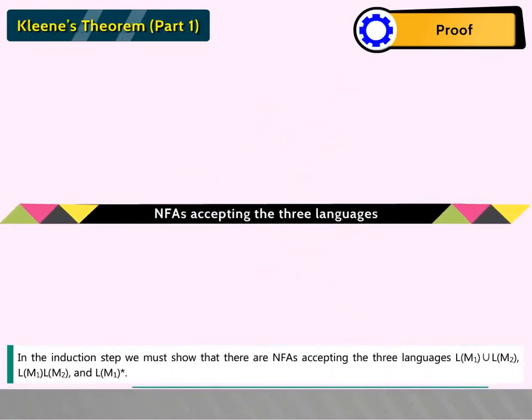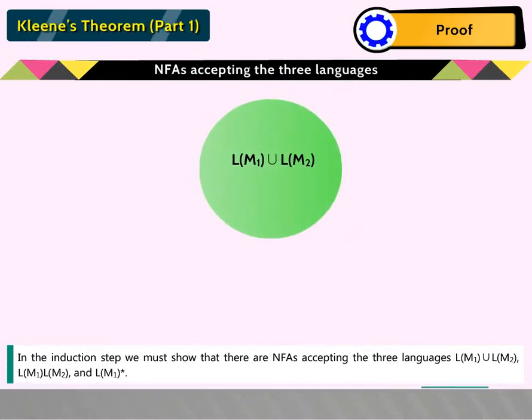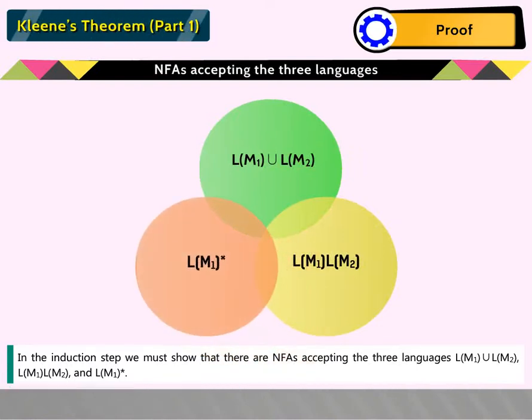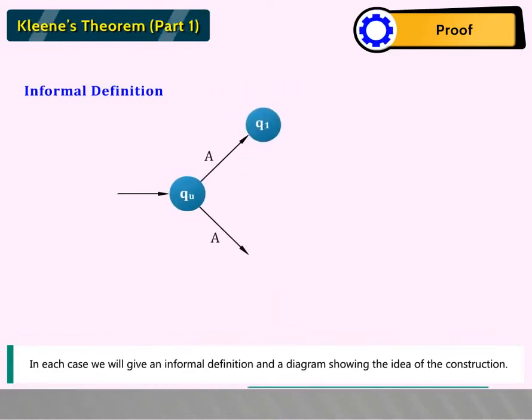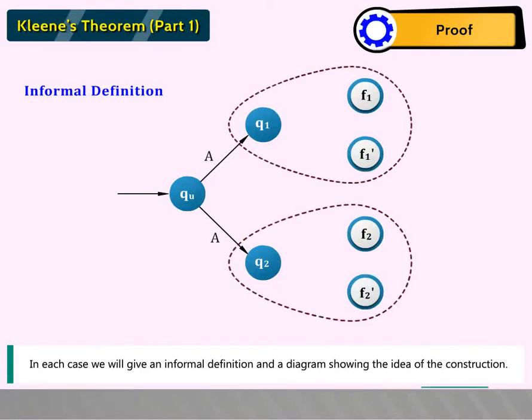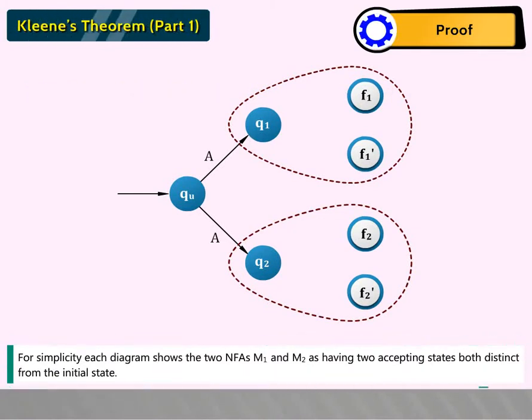In the induction step, we must show that there are NFAs accepting the three languages L(M1) ∪ L(M2), L(M1)L(M2) and L(M1)*. In each case, we will give an informal definition and a diagram showing the idea of the construction. For simplicity, each diagram shows the two NFAs M1 and M2 as having two accepting states, both distinct from the initial state.